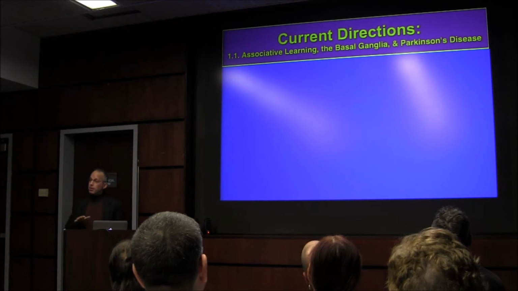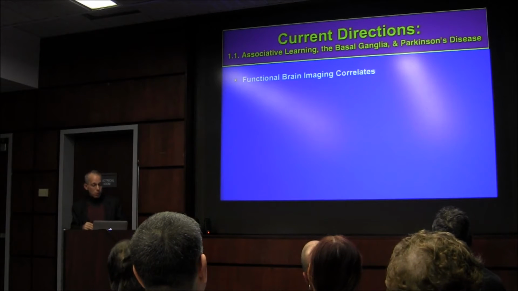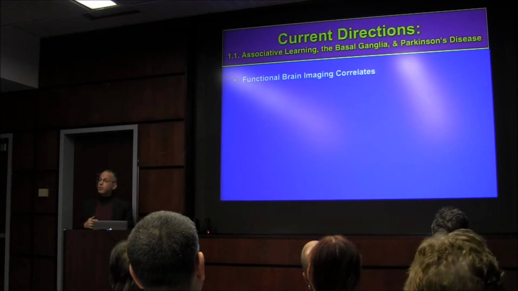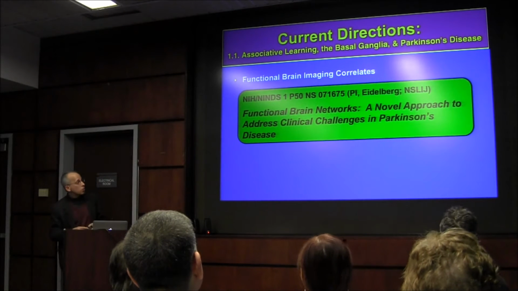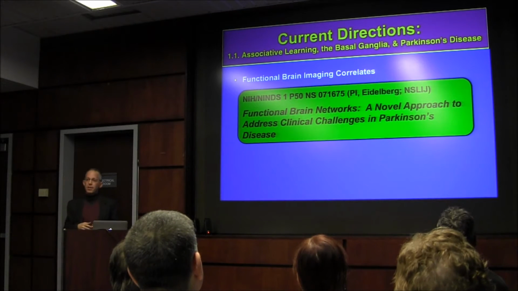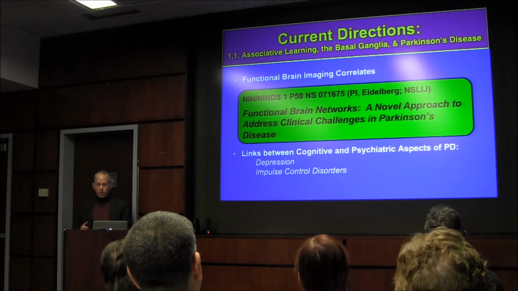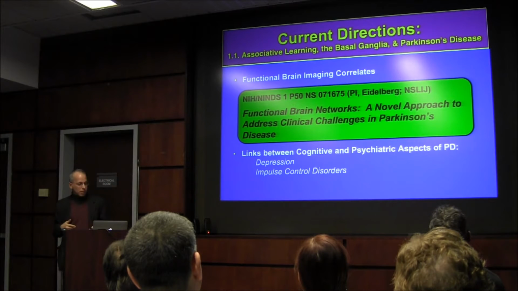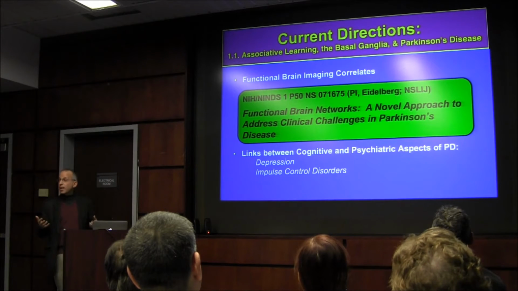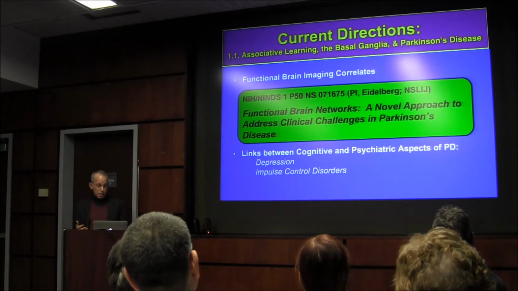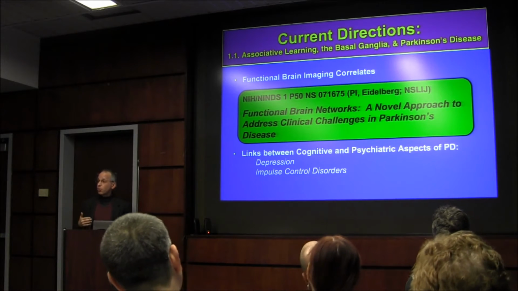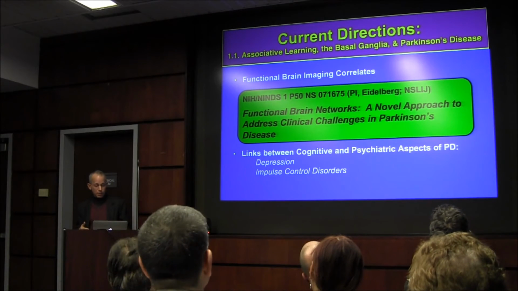Some of the current directions that I don't have time to talk about are, one, we're looking at functional brain imaging correlates in a project at North Shore, Long Island, where we're part of a P50 Udall Center grant. We're working on looking at the brain imaging correlates of these changes in cognition with medication. In other studies in New York and at Robert Wood Johnson, looking at the links between the cognitive and psychiatric aspects of Parkinson's disease, particularly depression and impulse control disorders, which are common in Parkinson's.